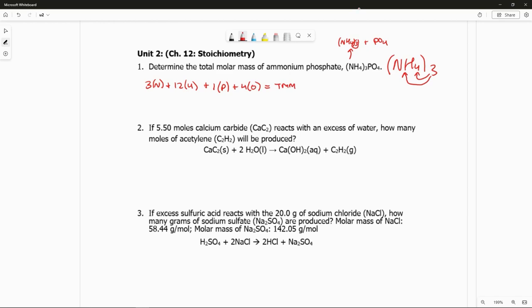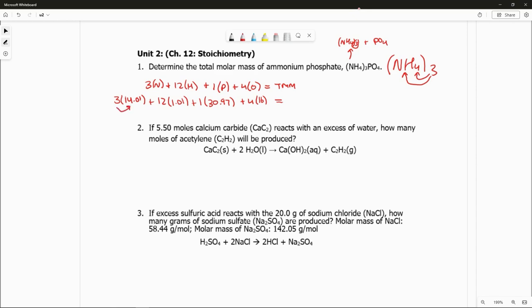So N, nitrogen's molar mass, or the number on the periodic table, is going to be 14.01. So 3 times 14.01, plus 12 times hydrogen's number, which is 1.01. Phosphorus is 30.97, and oxygen is 16.